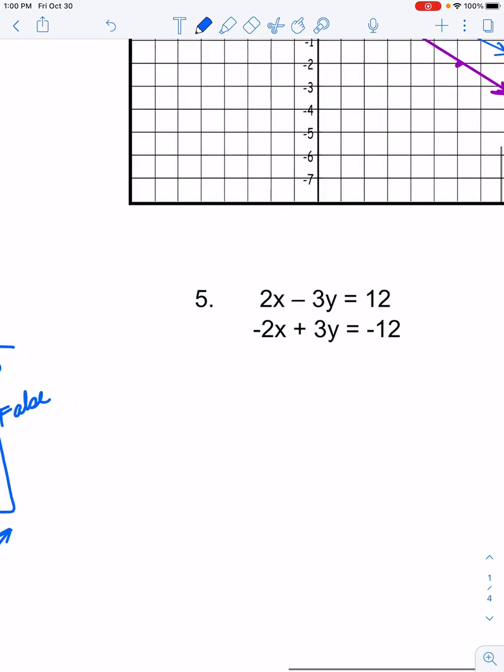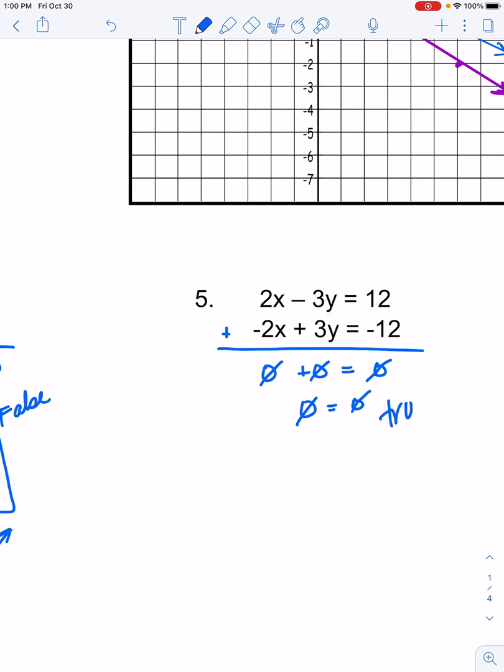Okay, number 5. Again, these are also set up nicely for me. I'm going to go ahead and add. So that's going to be 0, that's going to be 0, and that's going to be 0. So 0 equals 0. Well, that is a true statement. That is the same thing, right? So the answer here, you might want to say all real solutions, which you could, but you also might think about what you learned at the beginning of the unit, where we talked about there's an infinite number of solutions.